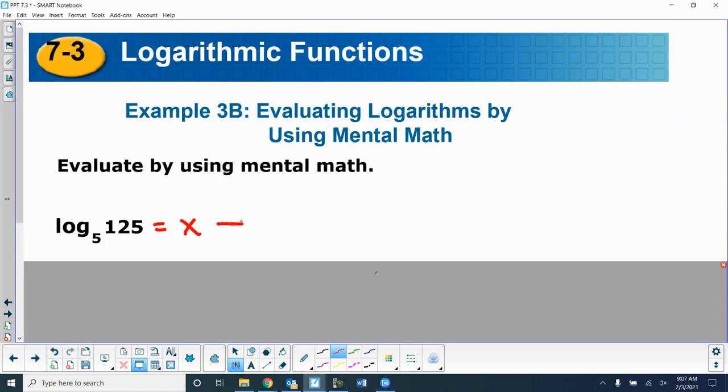Equals x. So what's the exponential problem? 5 to the x equals 125. So what exponent of 5 gives you 125? 3, right? 5 times 5 is 25 times 5 is 125.